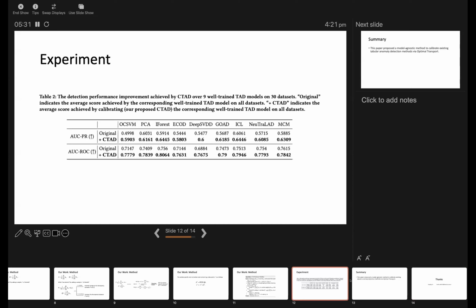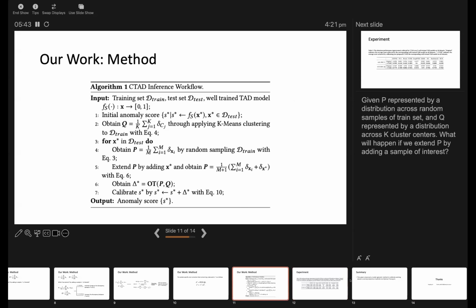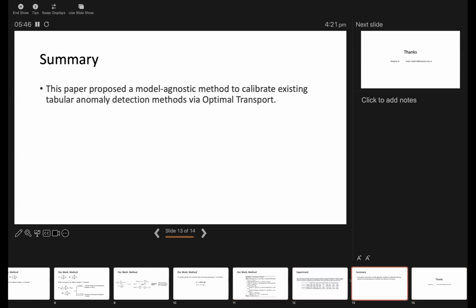How does the K value affect the accuracy of anomaly detection? In our experiment, we find that if we increase the number of clusters, the AUC ROC score increases gradually and then becomes stable at test time.